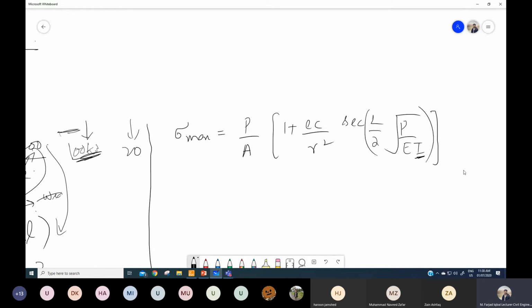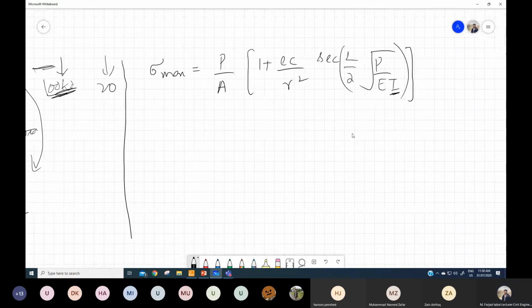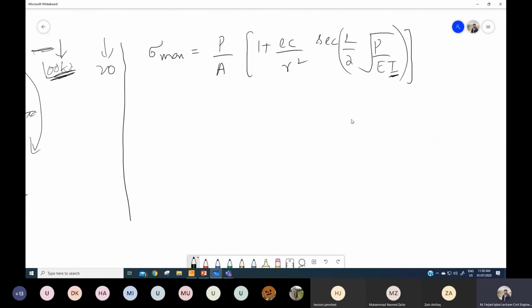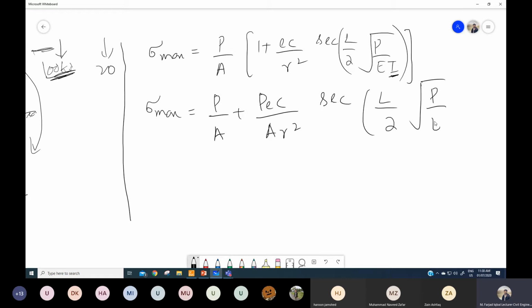So try to focus and understand each step. If I multiply this back, I will get P over A plus P E C over A R square secant, L over 2 under root P over EI.